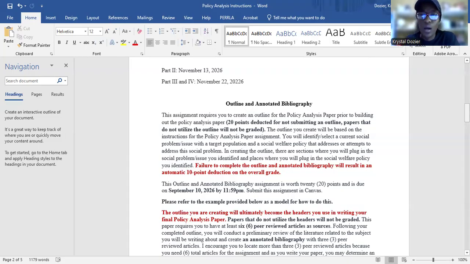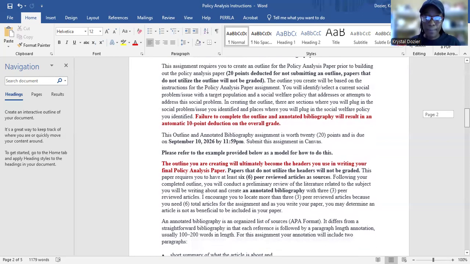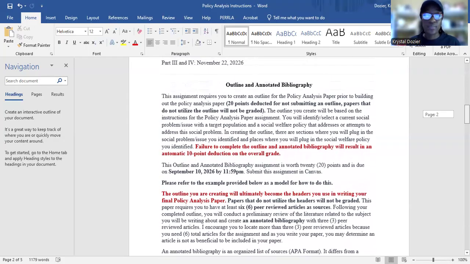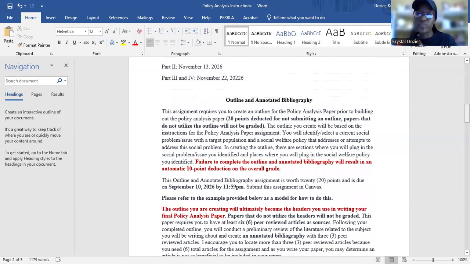And so, for the outline, you need 3 pieces. You're going to need your social issue, you're going to need your target population, and you're going to need a policy. You're going to identify your policy through congress.gov. And so for the outline, you use the headers that I have provided for you. The outline is worth, before I run ahead, 20 points. 20 points are deducted for not submitting the outline. If you don't submit it, it's a 0, right?